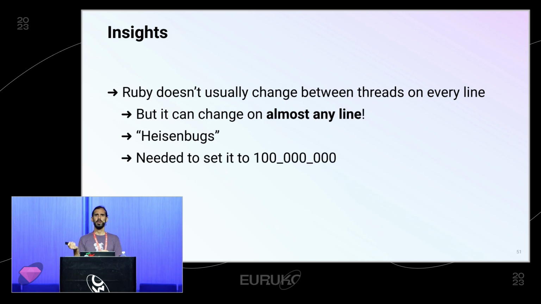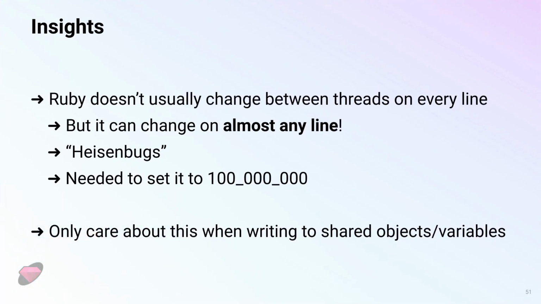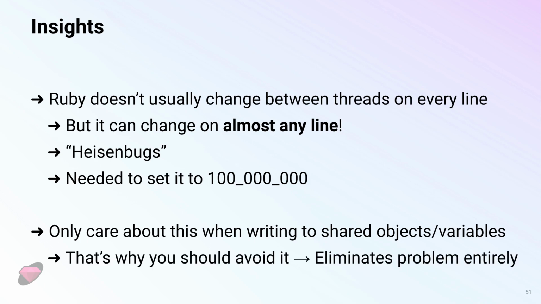And I needed to set this to a really high value and to a lot of threads because this doesn't happen always. So I needed to use lots of threads and go a lot of times around the loop to make this happen on my machine. So this is the problem. If in staging or in your testing environment you're testing with a small amount of work, the issue might never show up. Obviously, this problem only occurs when you're writing to shared objects and variables, which in general you should avoid, and it eliminates the problem entirely. But I'm talking about this to give you a bit of an example of how you should think about this.